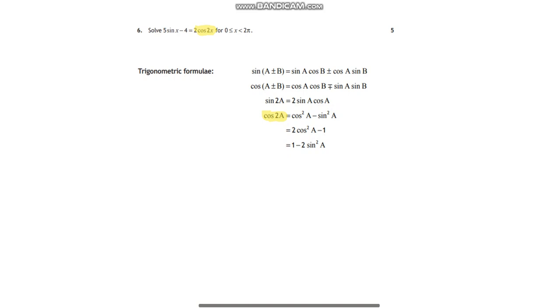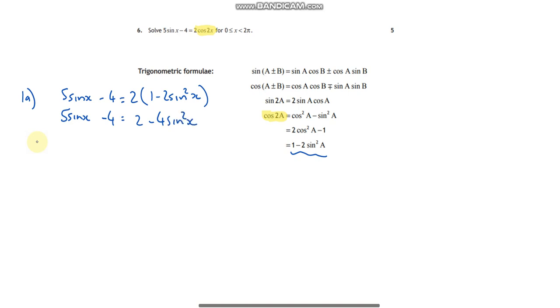So step 1, we're going to say 5, over here. So 5 sine x, take away 4, is equal to 2 multiplied by my cos 2x. Can use this. So that's 1 take away 2 sine squared x. And just don't forget your bracket there as well. And then we'll start to multiply out. So 5 sine x, take away 4, so that's 2, take away 4 sine squared x.